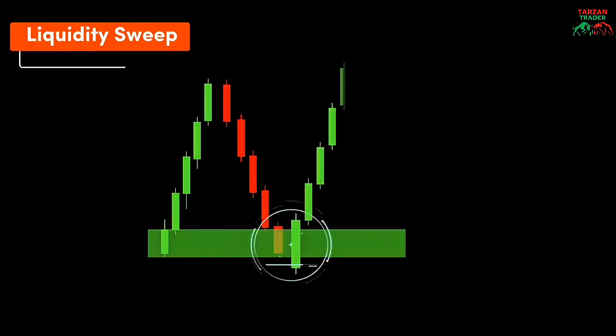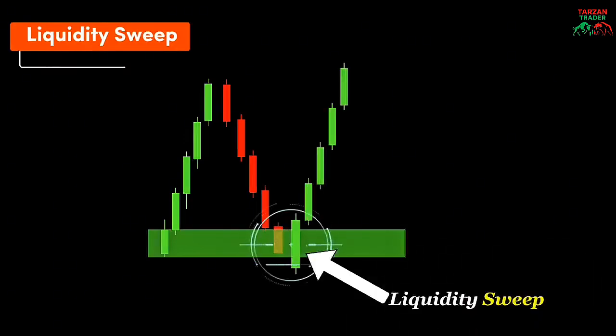Alright, now that you know how to identify supply and demand patterns and how to filter out the high-quality zones, you're already ahead of the game. Let's move to the next step. Waiting for what I call the second confirmation, the liquidity sweep. Let me break it down for you.